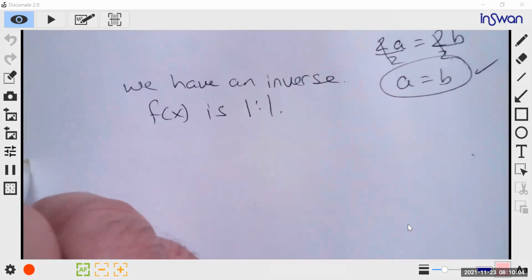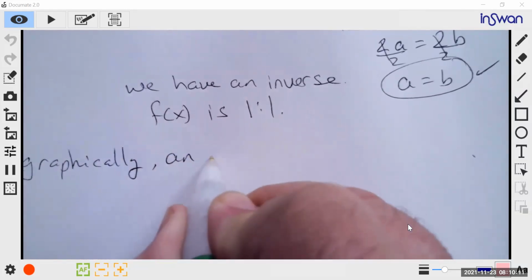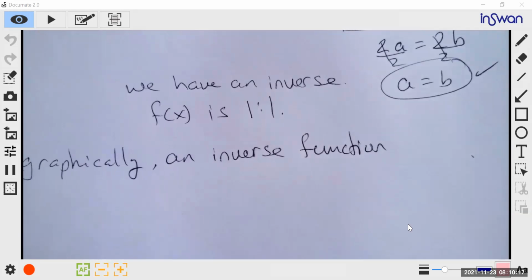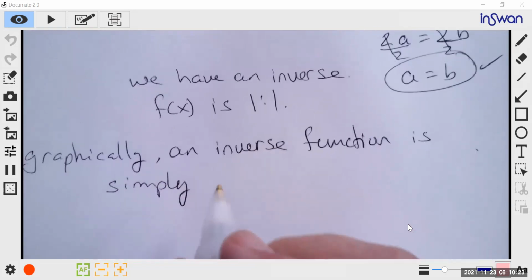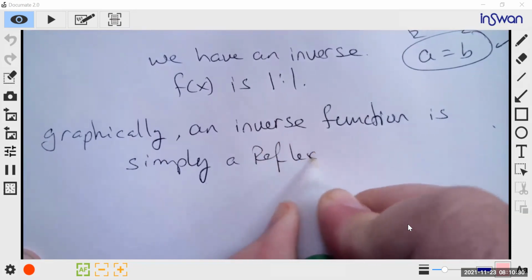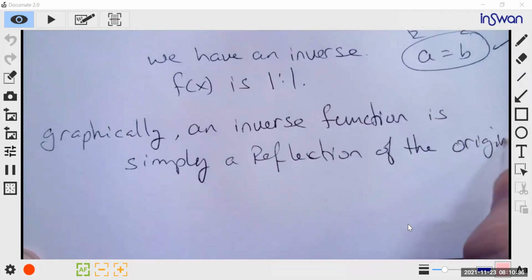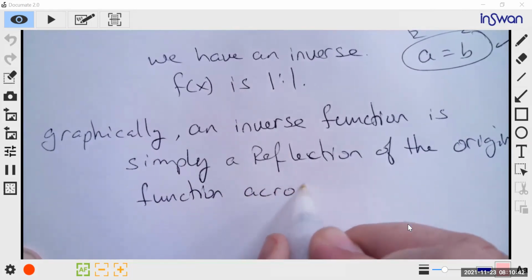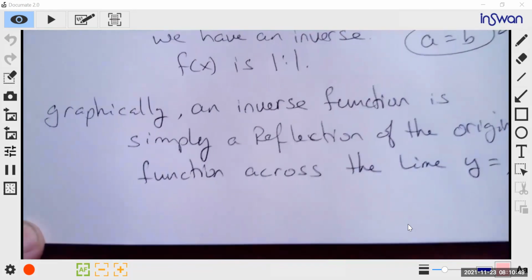Graphically, an inverse function is simply a reflection of the original function across the line y equals x.